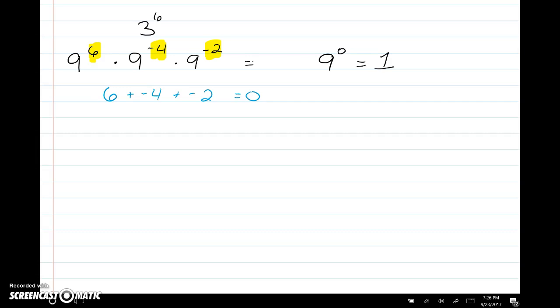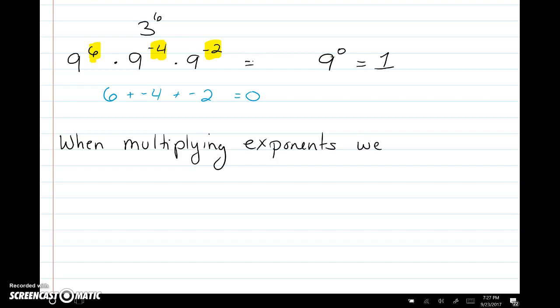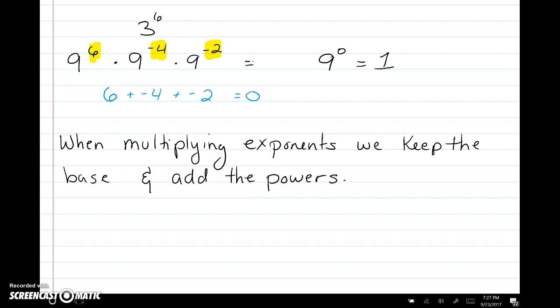Well, let's put some notes down. When multiplying exponents, we keep the base and add the powers. Remember, we can interchange the word power and exponents. And the base has to be the same. How about some problems to practice on your own?